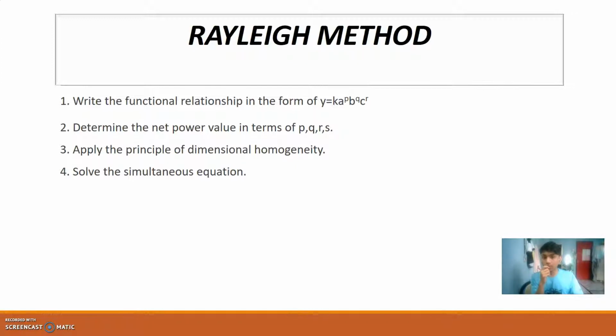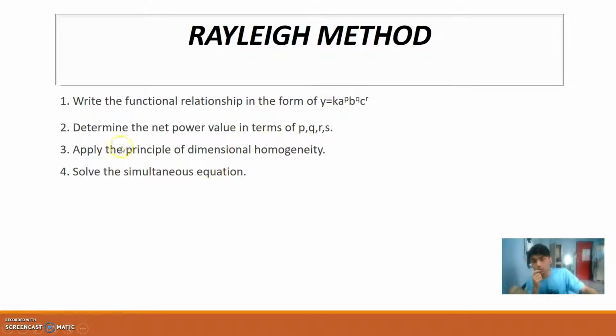One of them is the Rayleigh method. The Rayleigh method is the easiest method. First, if you want to use this method, we need to write the functional relationship in the form of y equals k a^p b^q c^r, where k is the constant, and p, q, r are the powers of a, b, c respectively.